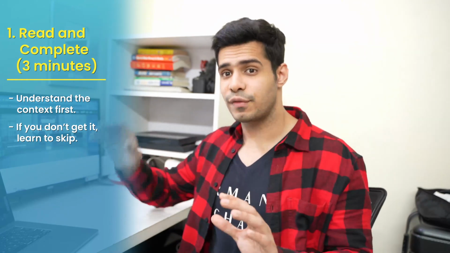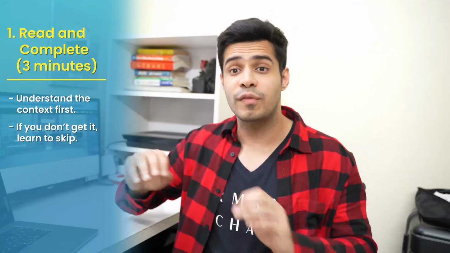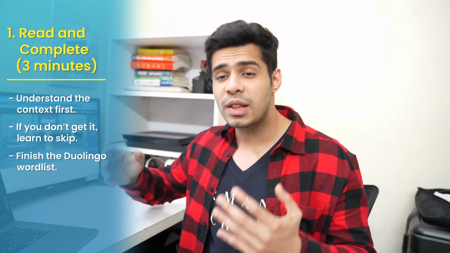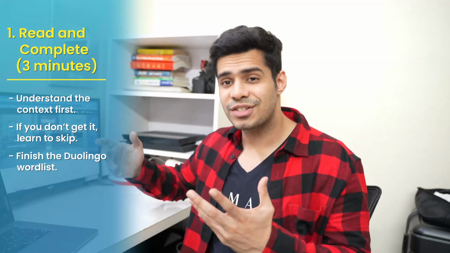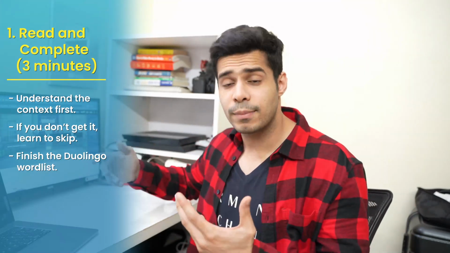Okay, understand this. If you have 10 blanks and you're not able to get blank number 2, you want to skip it for the time being and you want to come back to it after you've finished all the other 9 blanks. Okay, point number 3 is to finish the Duolingo word list, because the reading section is testing you on your knowledge of the common English vocabulary.